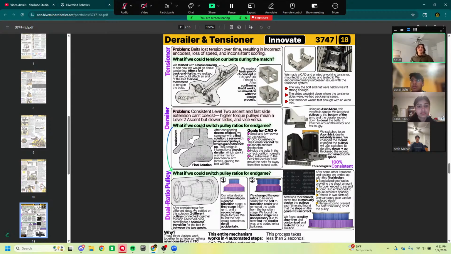For example, for this year, say you're designing a shooter, right? What is your goal for the shooter? Do you want it to be adjustable? Do you want it to be consistent? Do you want it to rapid fire? What are your goals? And then how does your design reflect those goals?